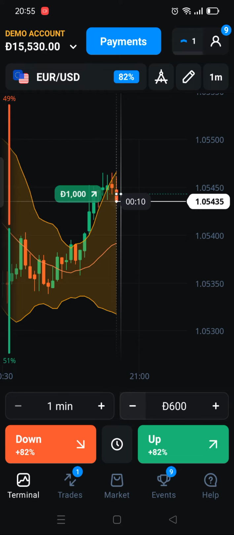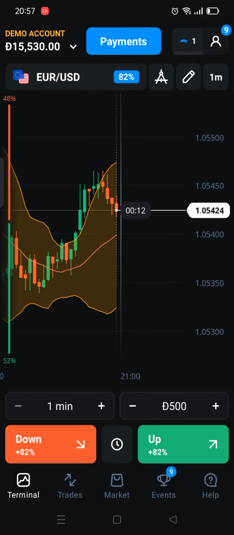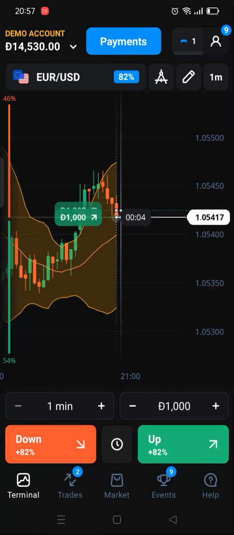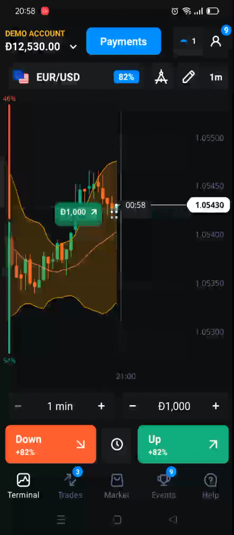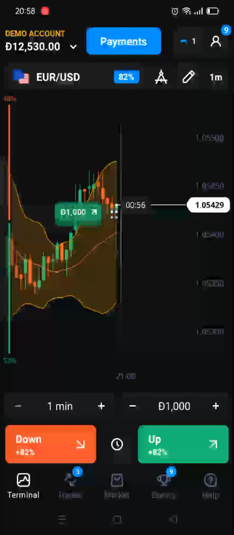Okay, market gone downward. Let's see. So here we are, guys, back again. We do a fast $1,000 buy, because the market went on a downward trend, and I hope the market is going to go upward again. So let's see again, $1,000 buy. Let's see, let's see. That's the last trade.